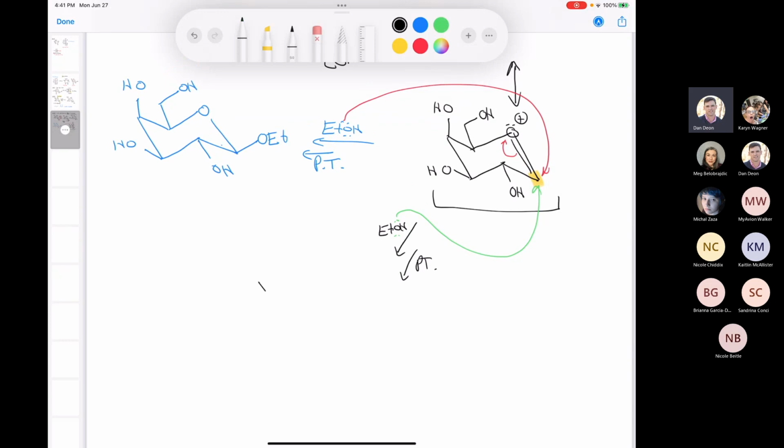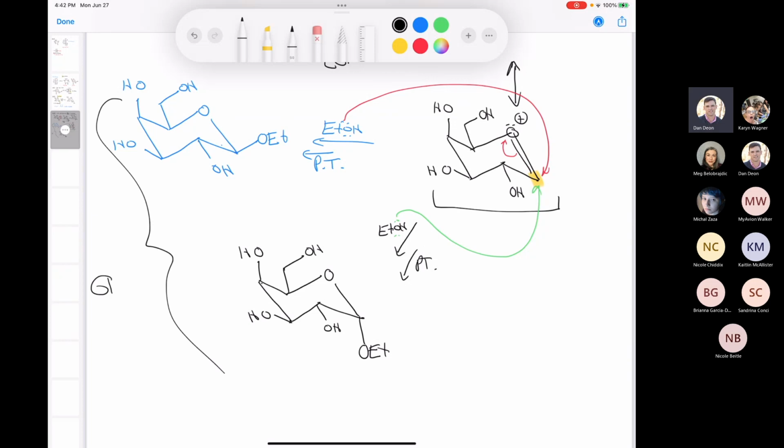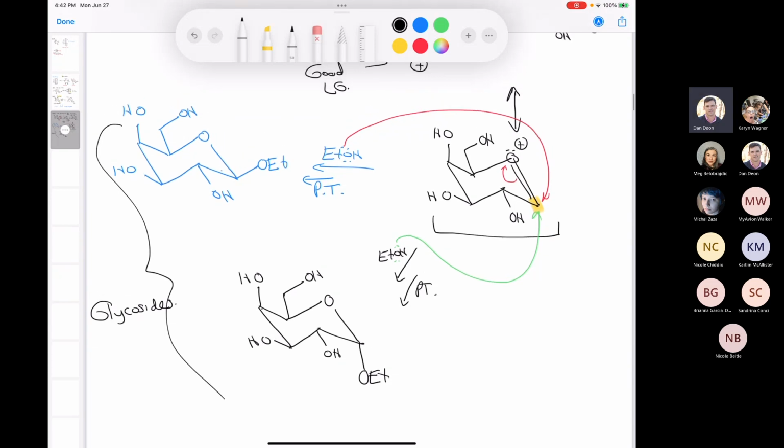So let's draw the alpha anomer. We have the ethoxy group pointing straight down now. And everything else is the exact same. And these are called glycosides. When you have an alkoxy group at the anomeric carbon, these are both glycosides. So that's why we get a mixture. And here we have the beta anomer because the alkoxy group is pointing up at the anomeric carbon. And here we have the alpha anomer because it's pointing down.